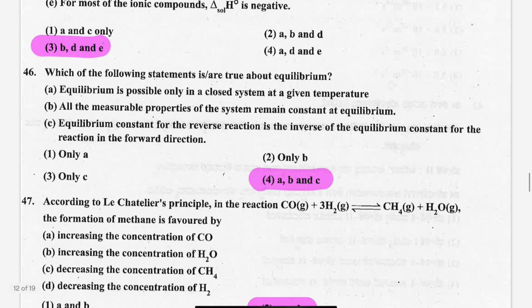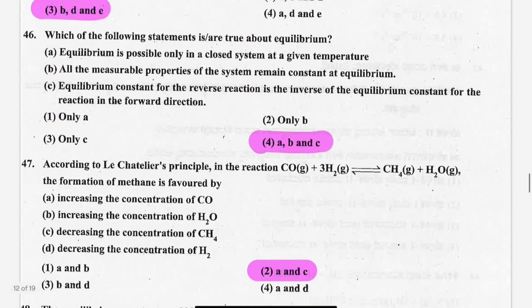Which of the following statements are true about equilibrium? A, B and C are true. So all the statements which are given are true.